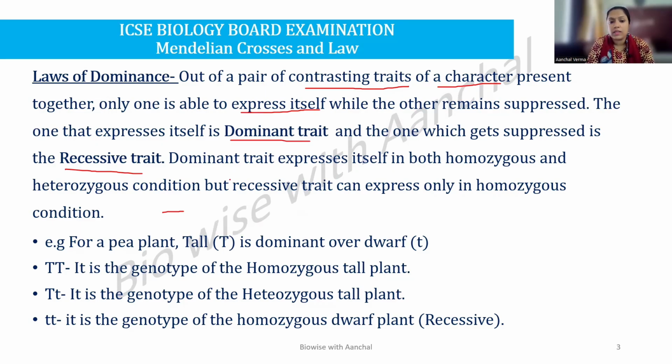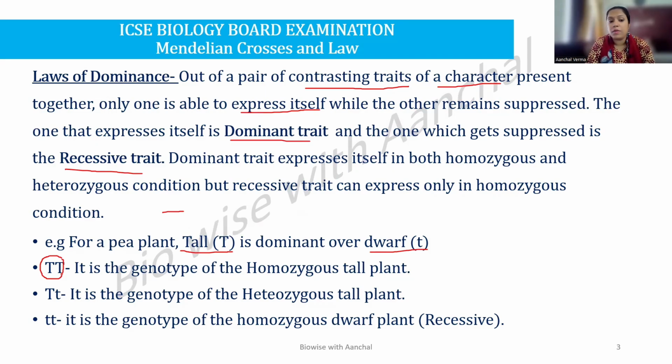In this example, you can see that for a pea plant, tall is a dominant trait over dwarf, that is short plant. So for a genotype, what is a genotype? One gene from each parent, so one allele from each parent. Here you can see both are capital, so obviously both are dominant. So capital T will express itself, and the height of the plant will be tall.